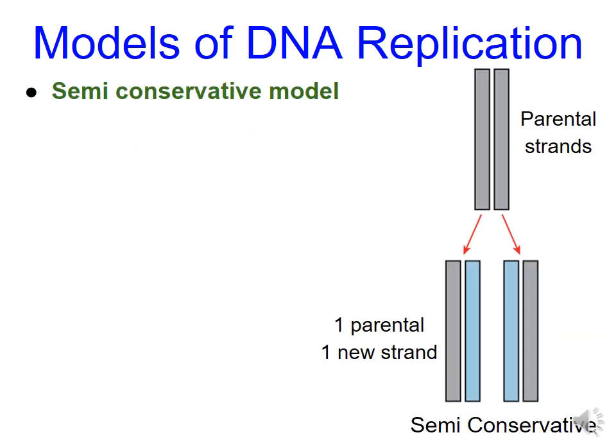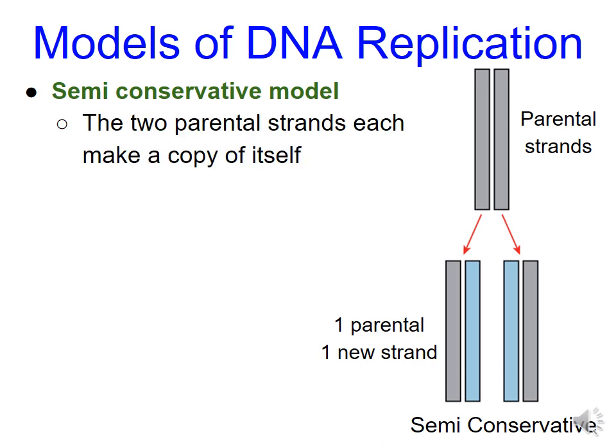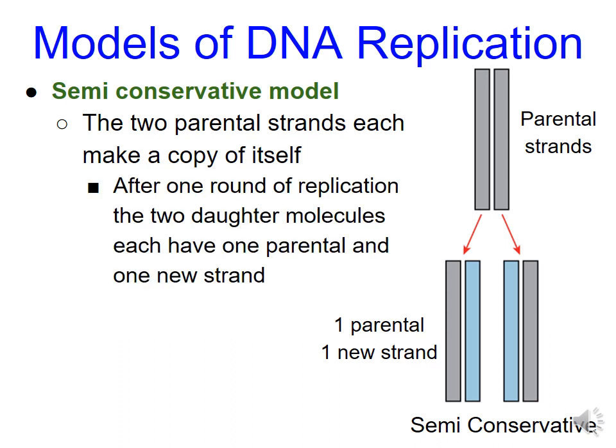Okay, then we have our semi-conservative model. The two parental strands each will make a copy of themselves. So we have an original parental strand and a new strand in each of the molecules. After one round of replication, the two daughter molecules will each have one parental strand, that's our gray, and one new, that's our blue. So we've conserved half of the original and the other half's new, hence semi-conservative.